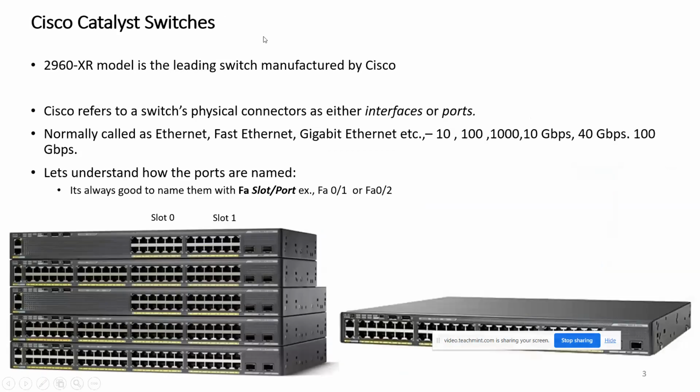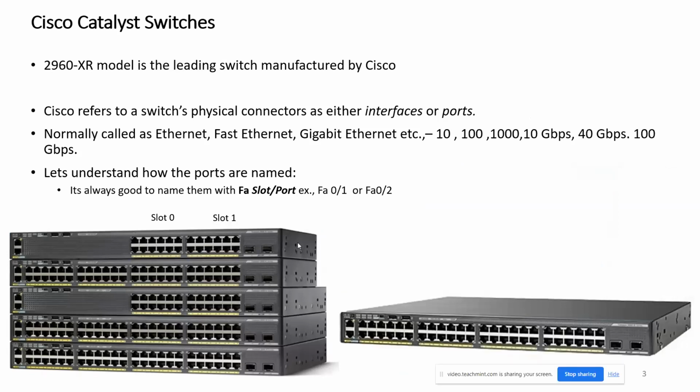Now, before we talk about the actual commands, we'll understand how to name these ports. Here I have taken an example of the Cisco 2960 XR model. Basically, it is a leading switch manufactured by Cisco. Cisco refers to switch physical connectors as either interfaces or ports. Here we have the ports. These are called ports, where you actually connect your Ethernet cable.